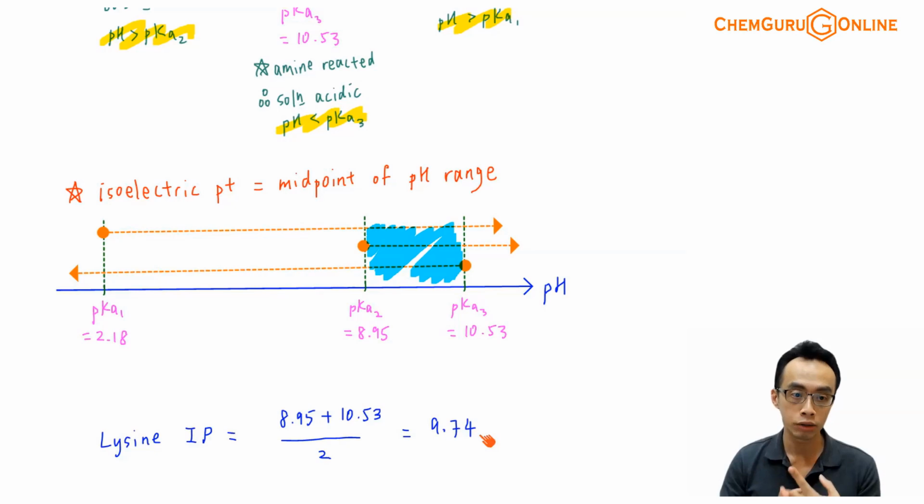Alright, so that was the discussion involving learning how to draw the Zwitterion for my amino acid and learning how to calculate the isoelectric point for my amino acid if you're given the pKa values for that amino acid.